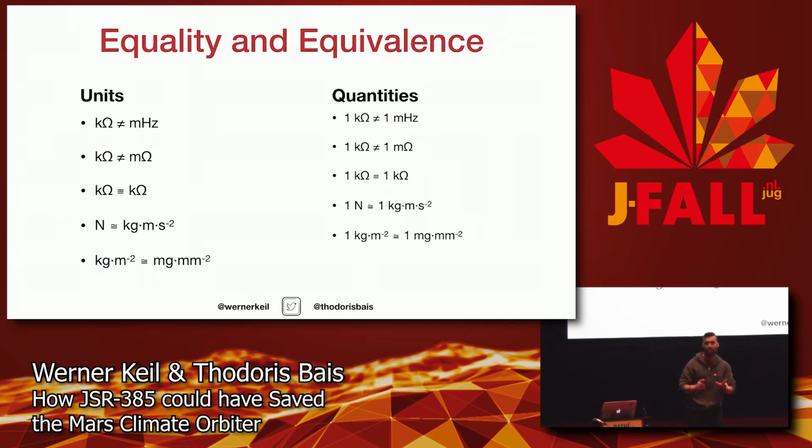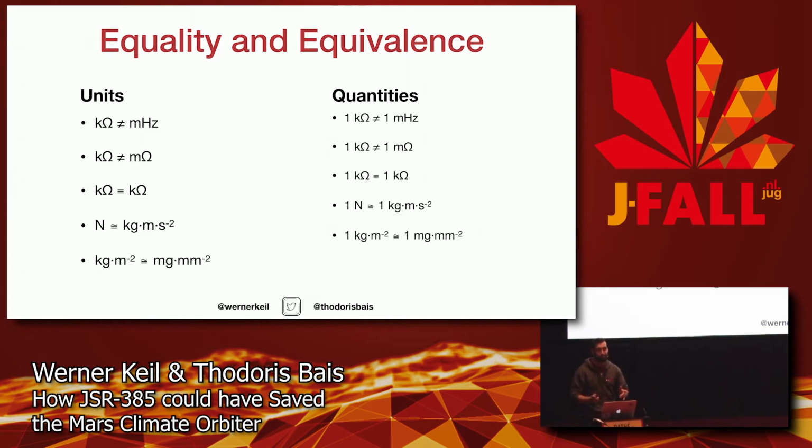For example, there might be, on the other hand, a very rare case where you would need to use the milligram per square millimeter. For example, some paint for a very small device, right? You might need to use the milligram per square millimeter. Of course, all over again, 1 kiloohm is different to 1 milliohm, 1 kiloohm and 1 kiloohm are equal, and 1 Newton is equivalent to 1 kilogram per square meter.